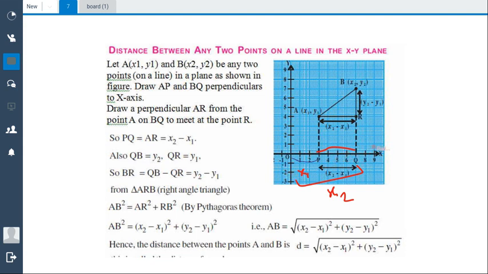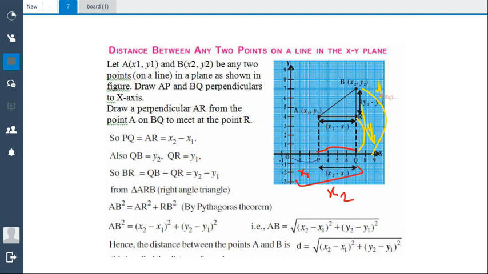Similarly, you can apply the same concept on the other end. I drew one perpendicular from A to the line BQ, that is AR. So I got a right angle triangle here, and if you have a right angle triangle, you can apply the Pythagoras theorem. The distance from Q to R, which I am representing with the yellow color, is y1, and from B, the distance is y2.